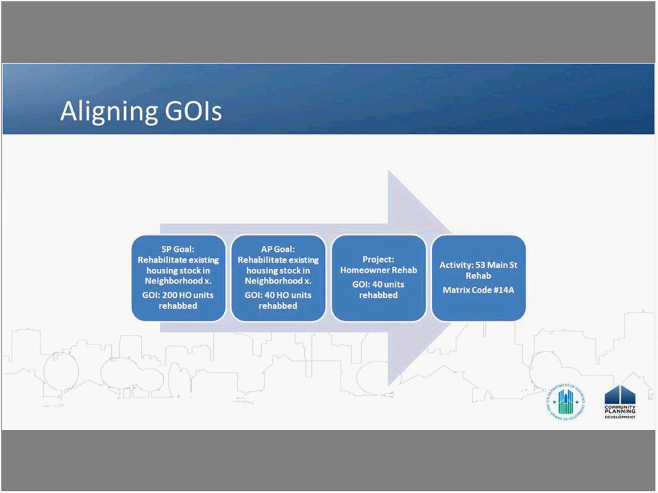Now, moving to your project. Your project in your action plan for homeowner rehab: associate that project with the annual goal, rehabilitate existing housing stock in neighborhood X. Say you selected the homeowner units rehabbed indicator for the annual goal, you'll make sure that you select that same indicator for the project. Enter the value 40 units.